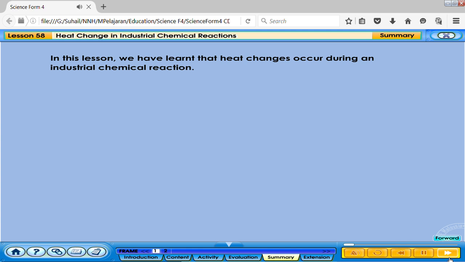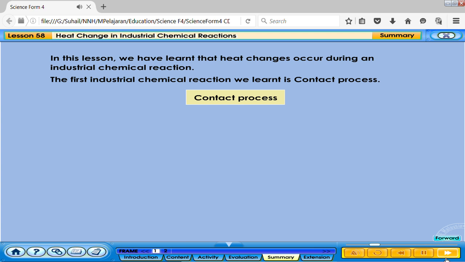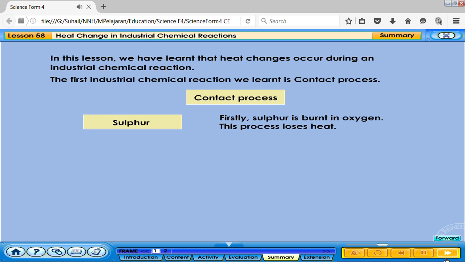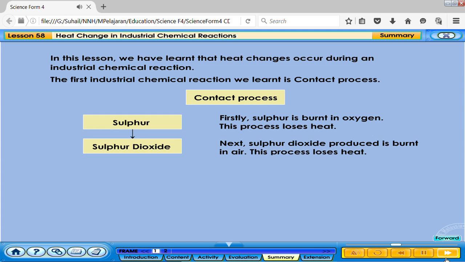In this lesson, we have learned that heat changes occur during an industrial chemical reaction. The first industrial chemical reaction we learned is contact process. Firstly, sulfur is burnt in oxygen. This process loses heat. Next, sulfur dioxide produced is burnt in air. This process loses heat.